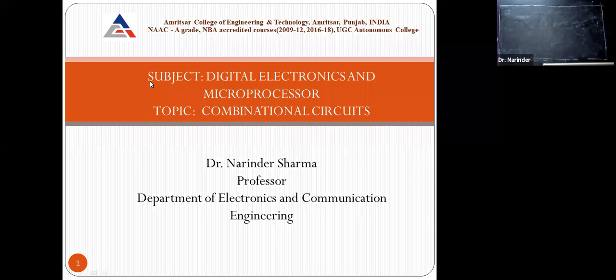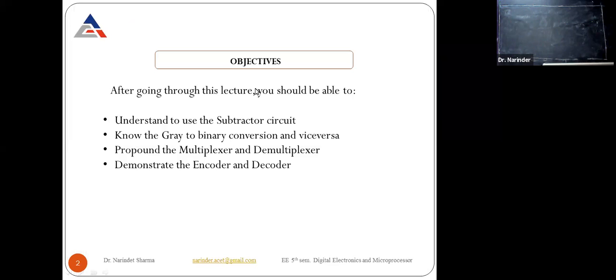Students, today we will learn about the combinational circuits. After completion of today's lecture, you would be able to understand the subtractor circuit. There is a converter, gray to binary conversion and binary to gray conversion, multiplexer, demultiplexer, encoder and decoders.